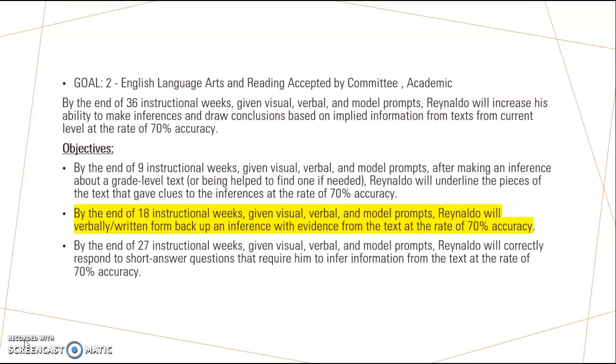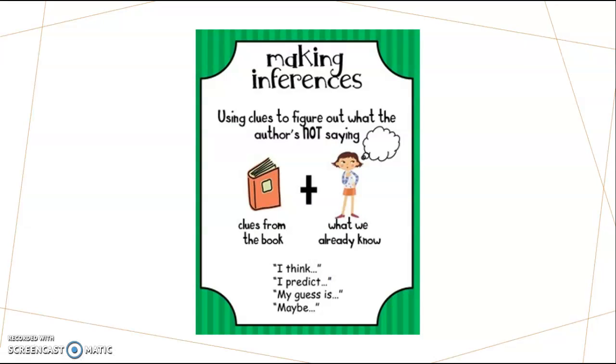So for goal number 2, Ray, we're going to continue talking about inferences with evidence. So as we know, when we make inferences, we are using clues to figure out what the author is not saying. So sometimes in stories, even though they don't tell us what is going to happen or how something happened, from our experiences or just from our knowledge that we have, we can figure out why it happened, how it happened, or what is going to happen next.